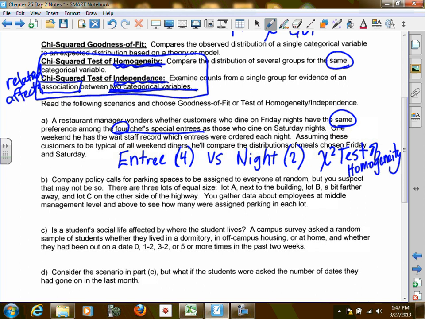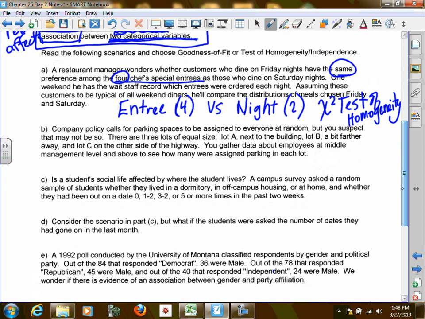Why do you need to put it? It's probably just to emphasize that it's not goodness of fit. So by putting one, either homogeneity or independence, then you're making sure it's clear that it's not the goodness of fit. All right. Question B.